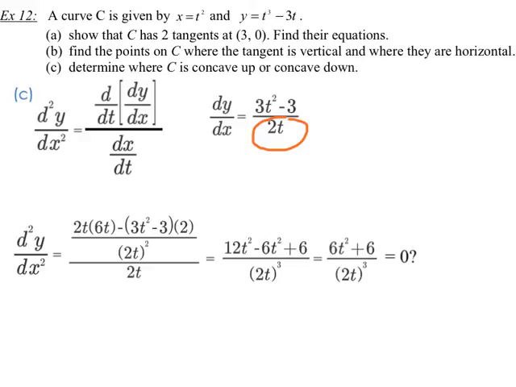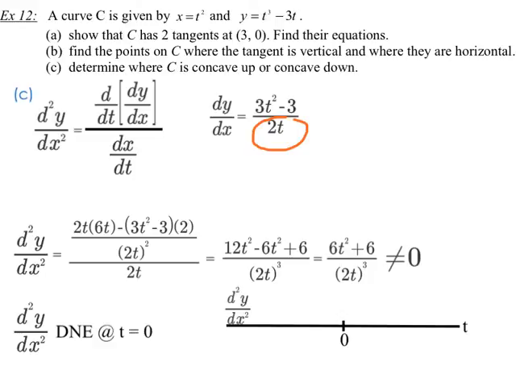Okay, so if the second derivative can't be 0, we also need to consider where the second derivative doesn't exist. Okay, so the second derivative will not exist at t equals 0. If we do a quick sign chart to determine the concavity, where we're concave up and concave down, you can make yourself a little sign chart for the value of the second derivative, if it's positive or negative, to the left of 0 and to the right of 0.